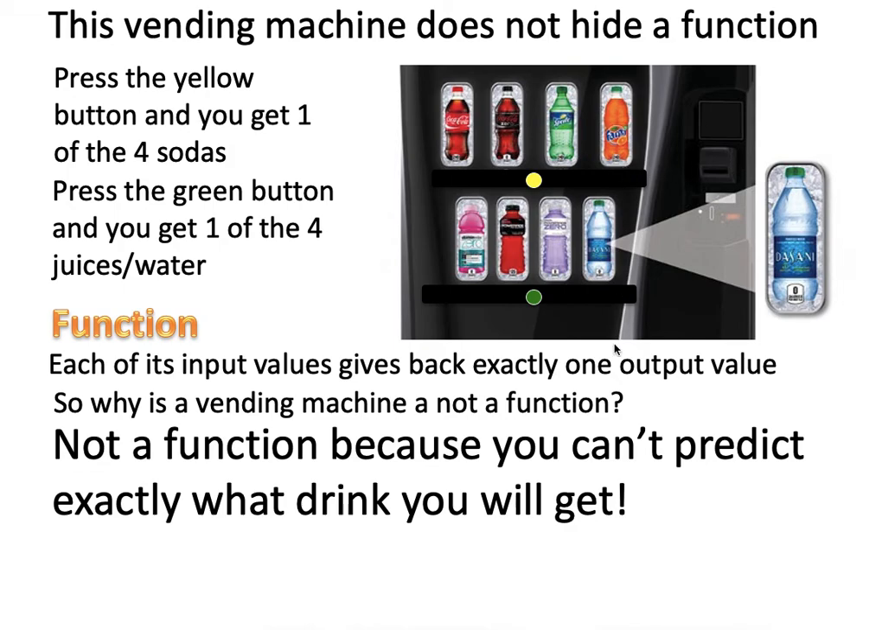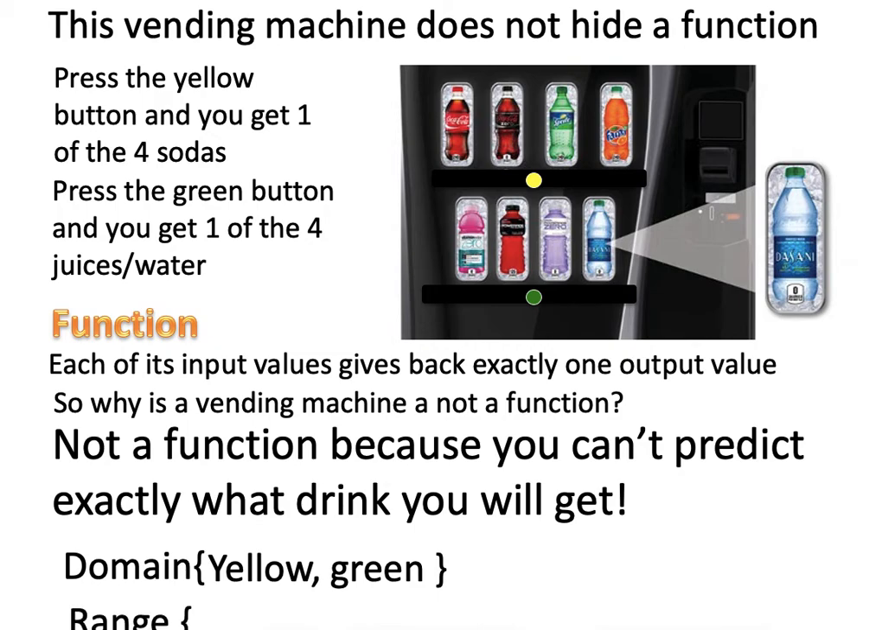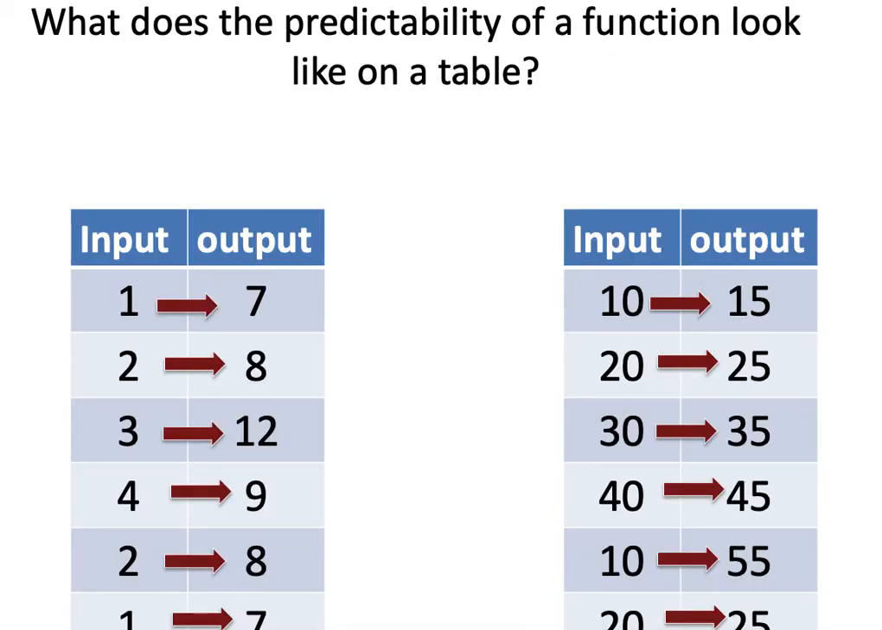Maybe you hate the other options. Or you really want a red Powerade and you press that green button. Are you guaranteed to get the red Powerade? Does that input only give you the one output? Well, no. But it still has domain and range, even though it's not a function, because it's a relationship. We got our domain, which is reduced to yellow and green. And our range is the same.